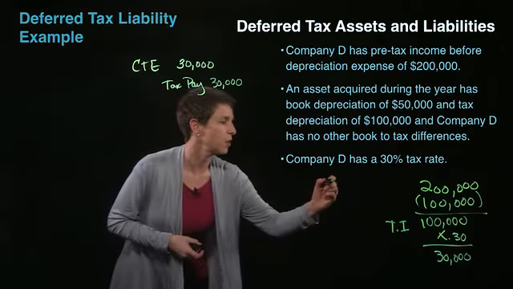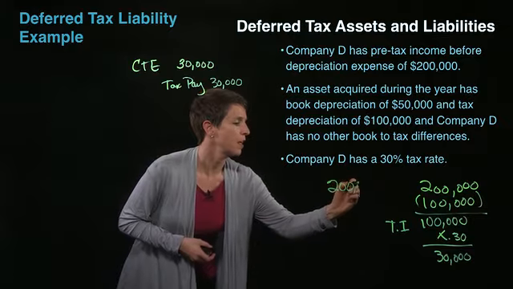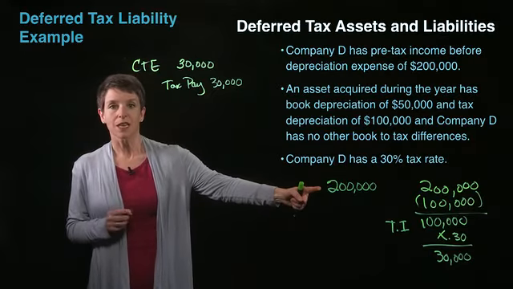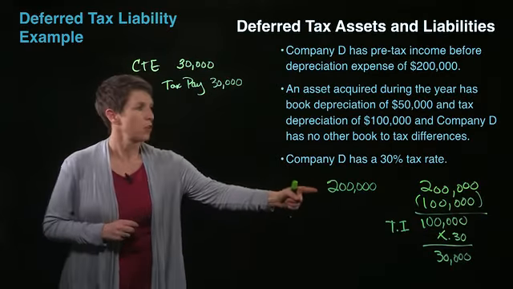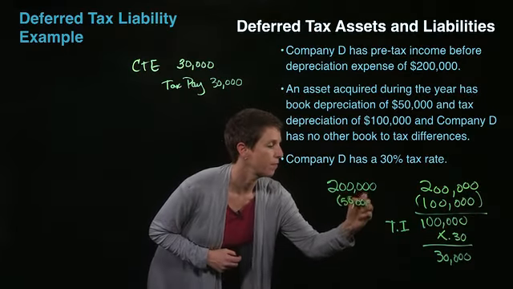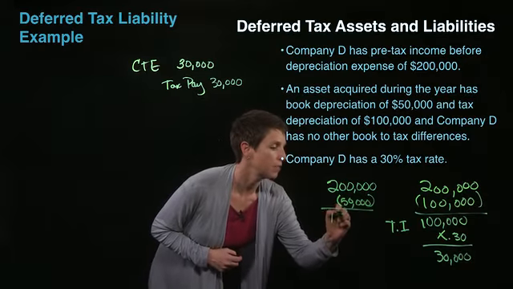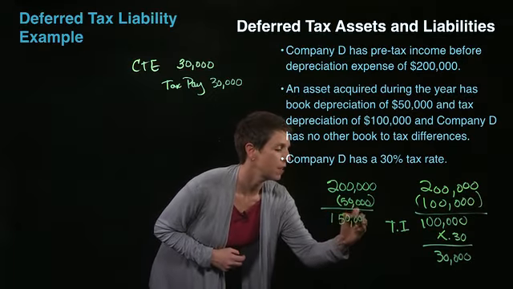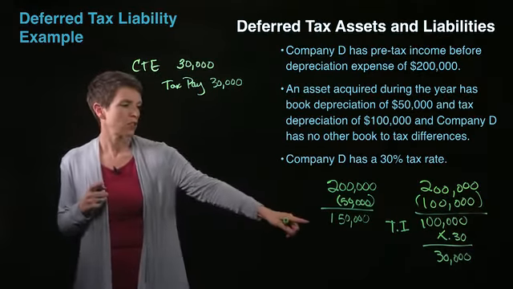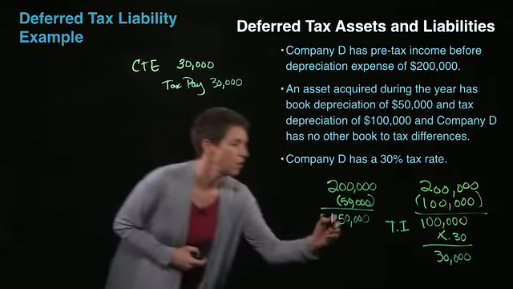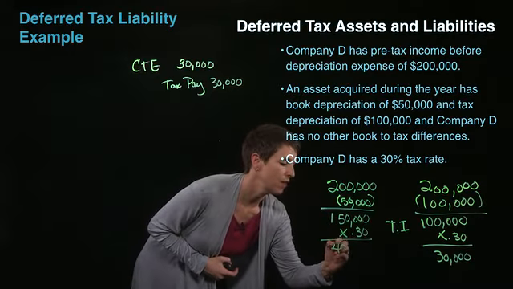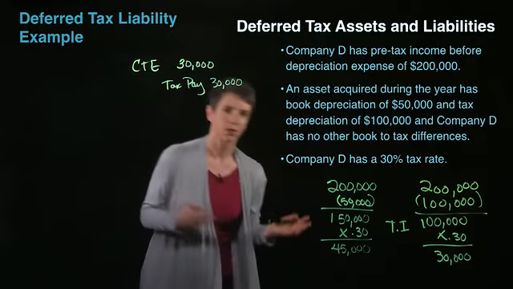So for book purposes, we're going to recalculate our pre-tax income. Remember, income before taxes and depreciation was $200,000. So our book depreciation is $50,000. That means our pre-tax book income is $150,000. So we want to show our tax expense that matches our book income. So 30% of that number is actually $45,000. So what's happening here?